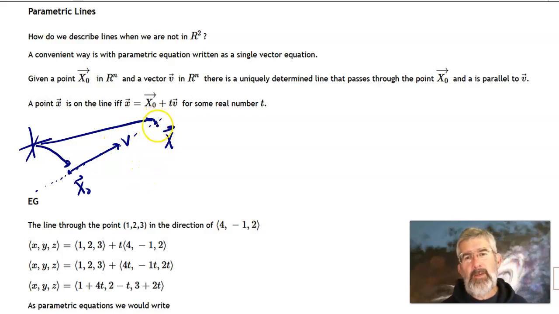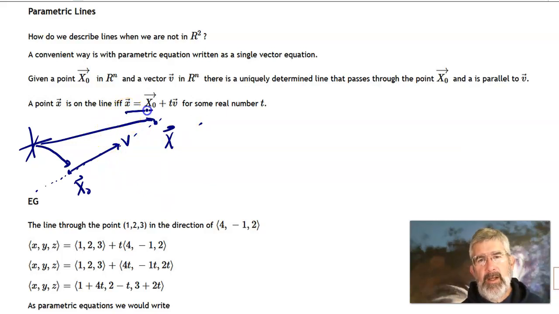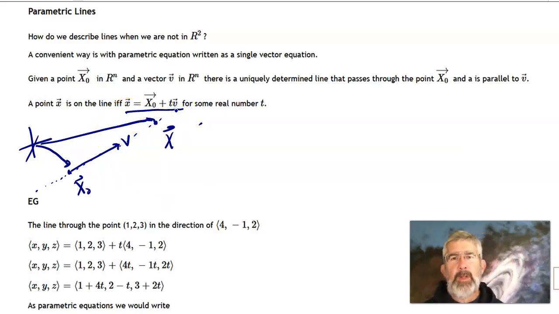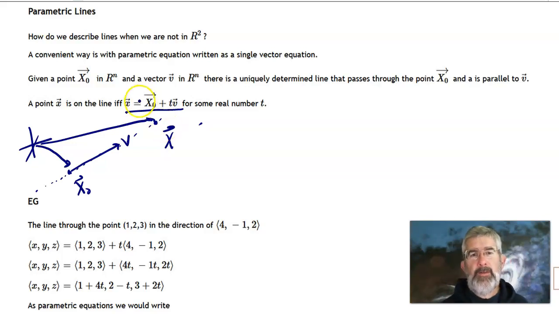And notice if x is not on the line, so if x is a point over here, then moving in scalar multiples of v isn't going to get me over there. I would have to have some other direction other than v. So the claim is that this vector x can be written as x0 plus a constant t times v. This is a vector equation, right? It's an equation, it's got an equal sign, and it involves vectors. This is one vector equation. But it's a parametric vector equation because it involves this parameter t.